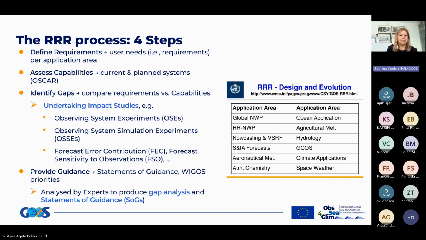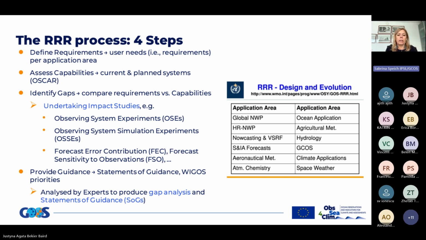Go to the next. So the full rolling review of requirements is a four-step process. First, we need to define the requirements, and this is done by the users of these observations. So we collect the user requirements for each WMO application area. And these include the resolution, accuracy, coverage, and timeliness of the observations.